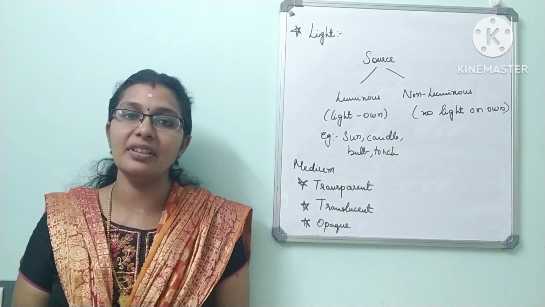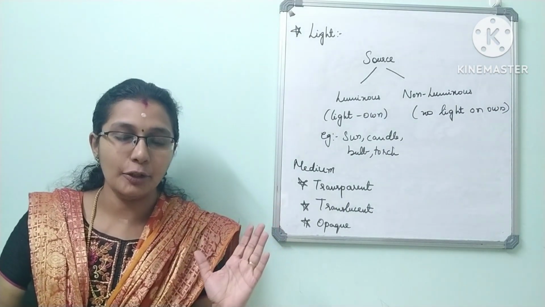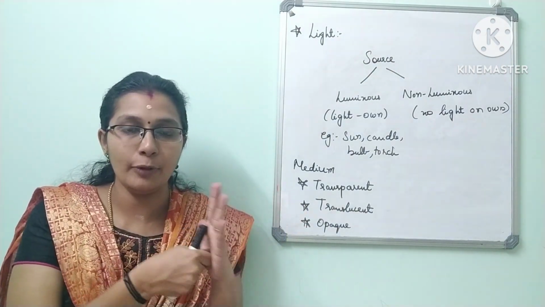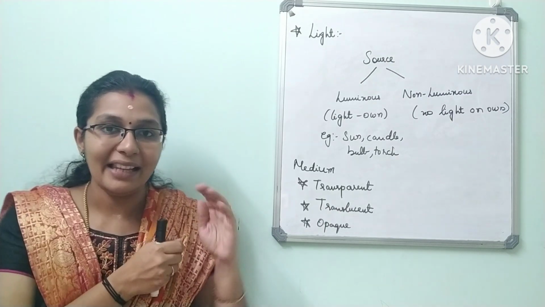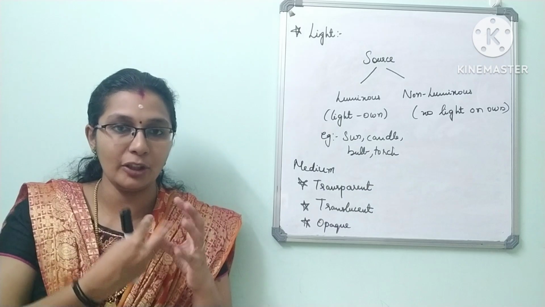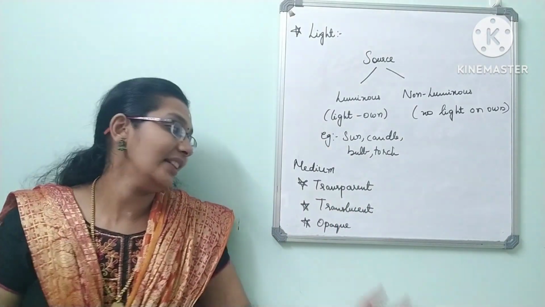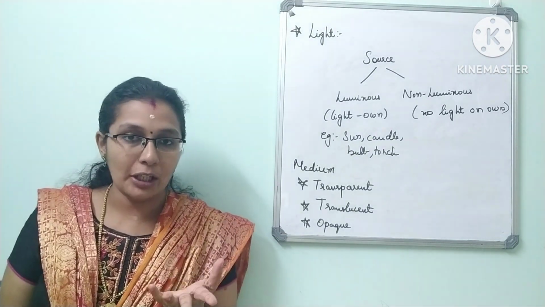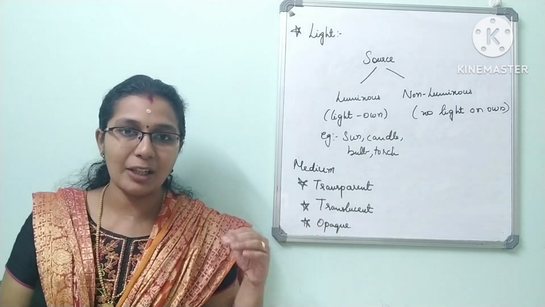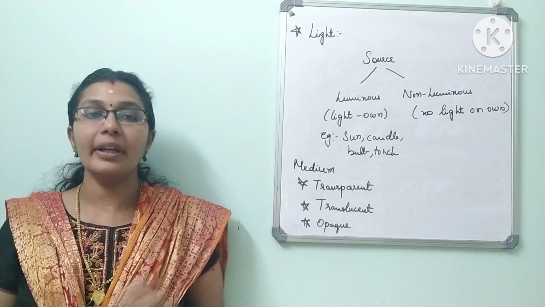Example for translucent, you can consider a paper. It will partially allow the light to pass through. You can hold a torch in front of a paper and allow it to fall on the paper. What will happen? The light will pass through the paper, but not completely, not that bright spot of light, right? So you can consider it an example for translucent. And opaque does not allow the light to pass through. The best example is wood. Will it allow the light to pass through? No, right? So these are the mediums.